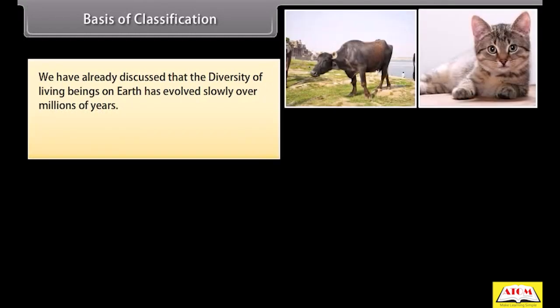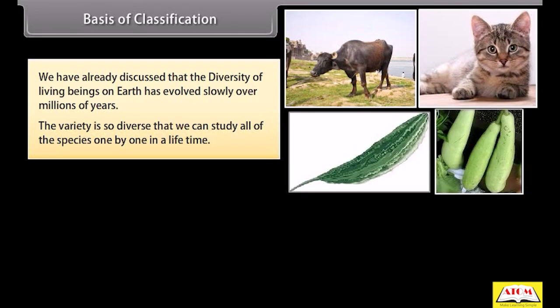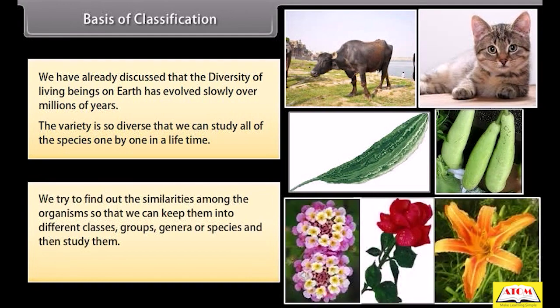Basis of classification. We have already discussed that the diversity of living beings on Earth has evolved slowly over millions of years. The variety is so diverse that we cannot study all of the species one by one in a lifetime. So we try to find out the similarities among the organisms so that we can keep them into different classes, groups, genera or species and then study them. This grouping is known as classification.